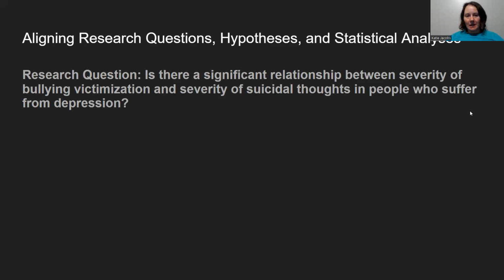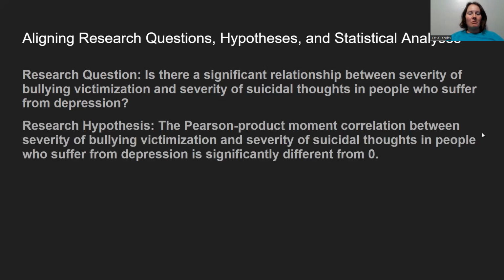So here we can identify that we're examining two variables. We're trying to see if there's a relationship. So we see that there's not an independent or dependent variable, and we identified our population as people who suffer from depression. And then when we look at this, we'll write our research hypothesis first because that's the easier way to do it. And this is the hypothesis that we're primarily interested in as researchers.